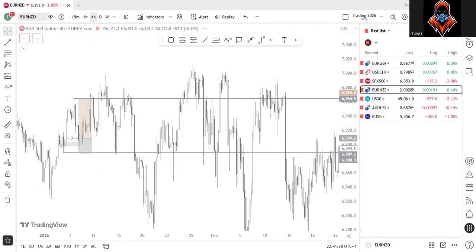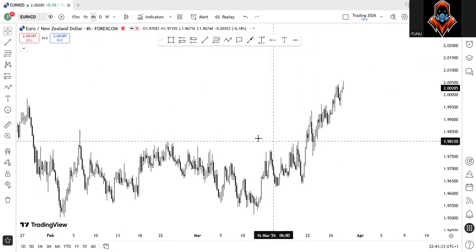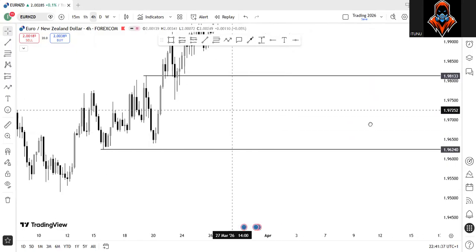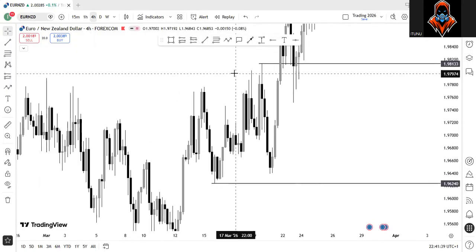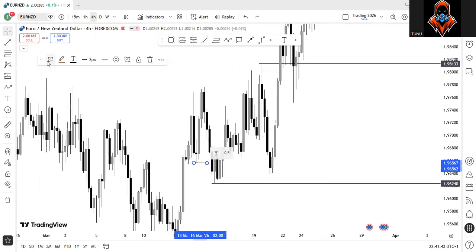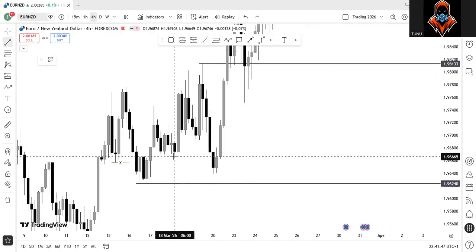Go to Euro NZD. What happened is, on the 4 hour time frame, we see the sweep, liquidity.